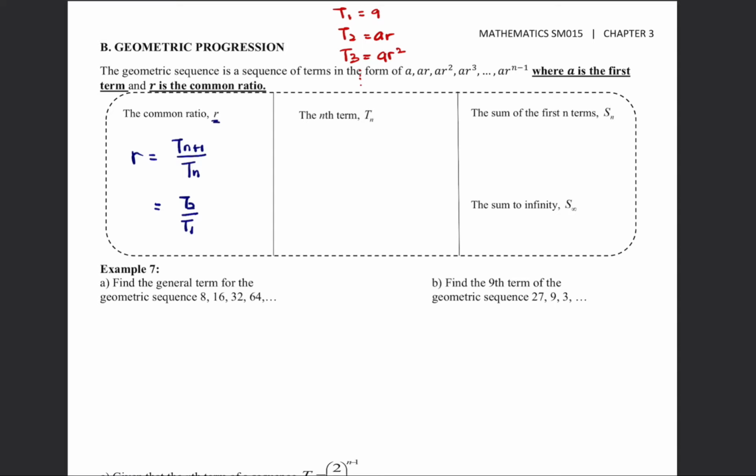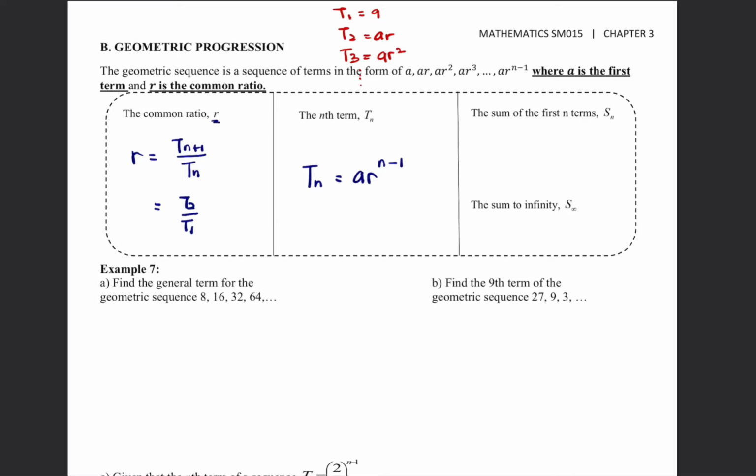Okay, so next, how to find the nth term, which is Tn. So the formula is Tn is equals to AR to the power of n minus 1. Okay, so A is your first term, R is your common ratio, n minus 1 lah.